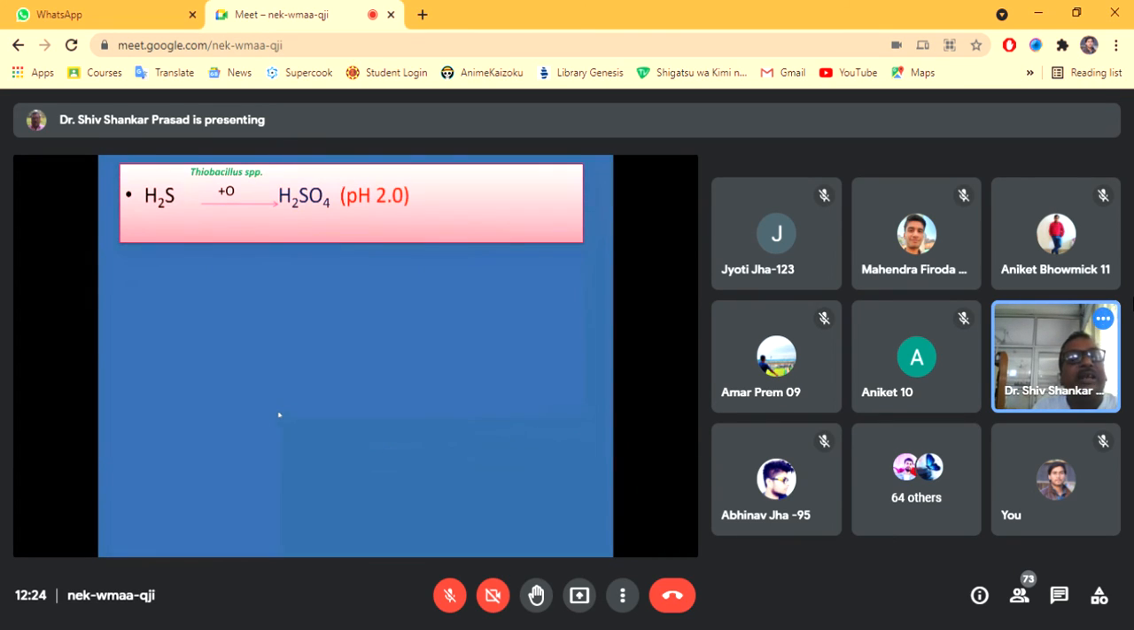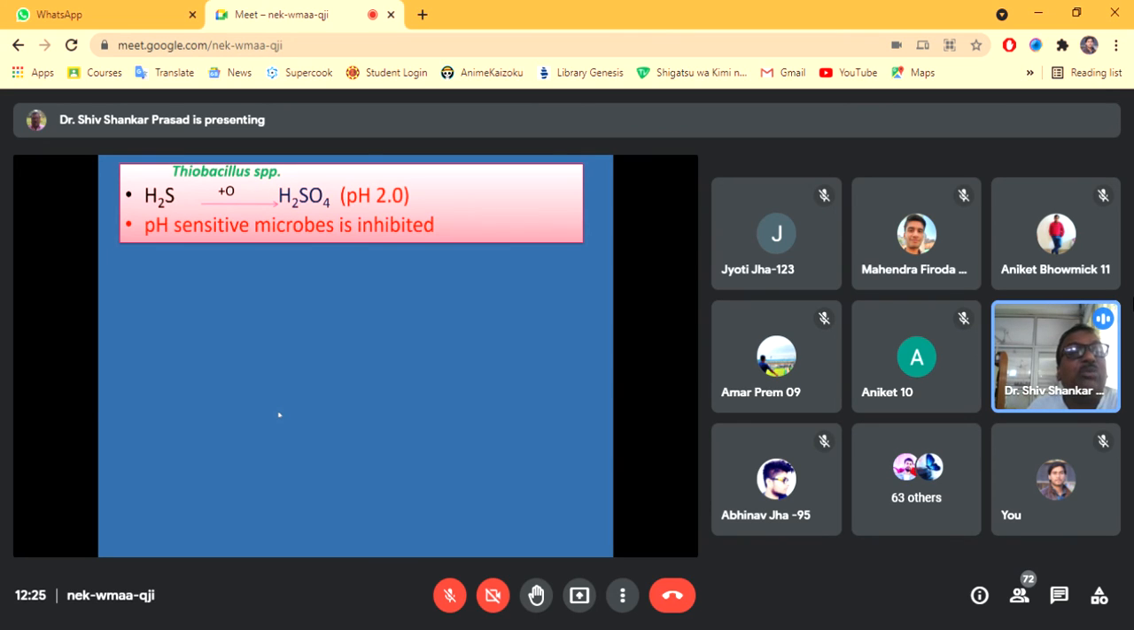Like in the case of H2S, which is oxidized and converted into H2SO4, and the pH will be drastically decreased. The Thiobacillus species mainly occur in cat clay soil or acid sulfate soil, where the H2S is oxidized and converted into H2SO4, and due to sulfuric acid the pH goes very low and highly acidic conditions will prevail. And this oxidation takes place due to Thiobacillus bacteria.